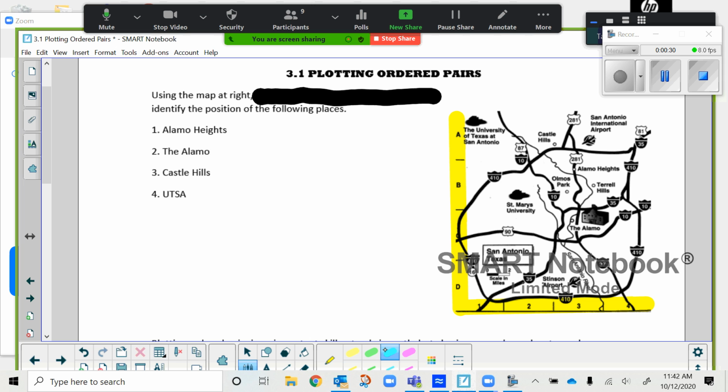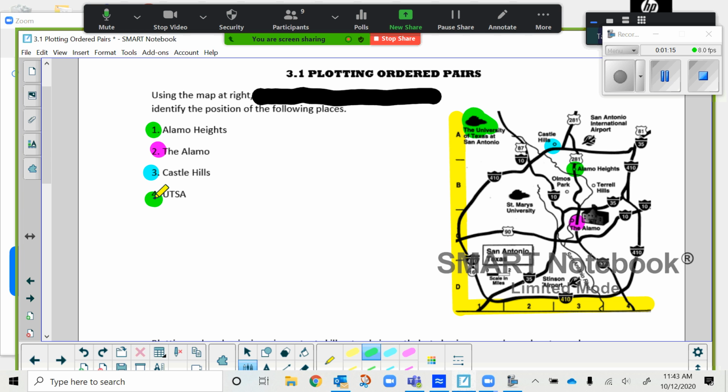So let me highlight where those are so you can see them better. Alamo Heights right here. So Alamo Heights is there. That's number 1. The Alamo right here is number 2. Castle Hills. Where's Castle Hills? Oh, okay, thank you. Castle Hills right there. And then UTSA is right here in this general area. Well, maybe not right there.